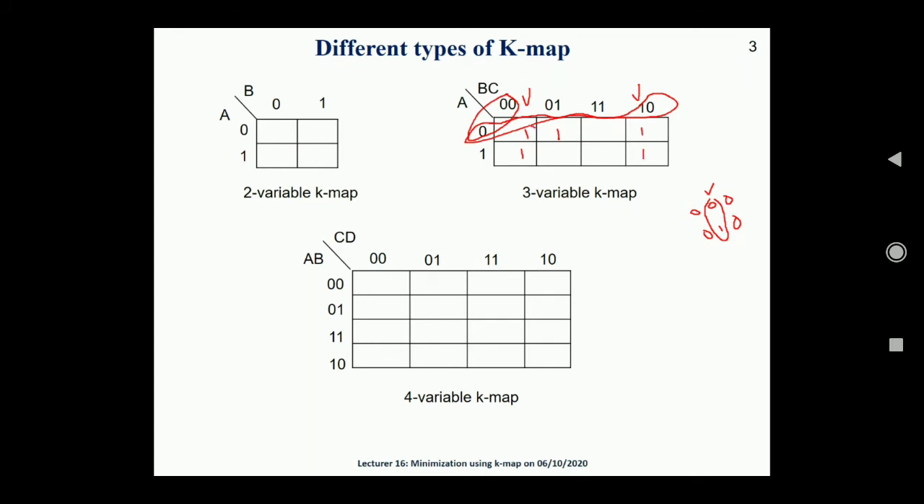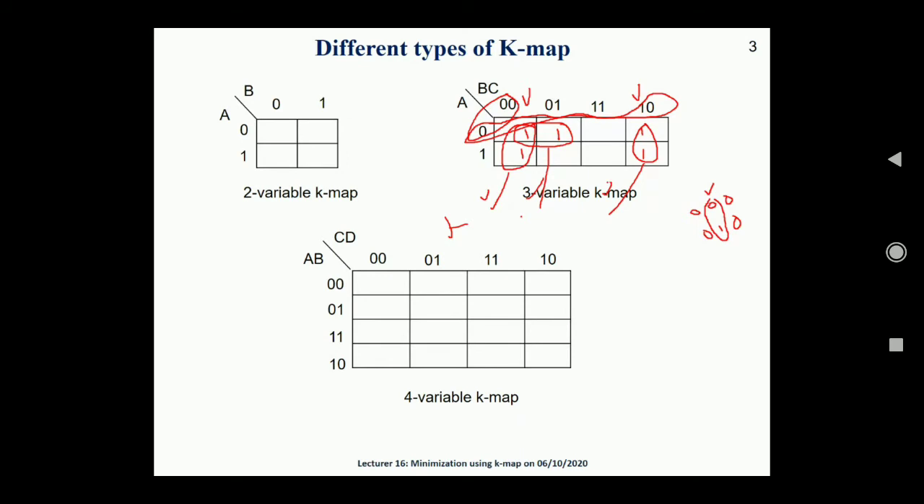Suppose you are making this particular group, and this particular group, and this particular group. At that time, from this one particular term is created, from this particular group also one particular term is created, and with this particular group also another term is created. So when we are writing the expression, how many terms are there? 3 terms are there.